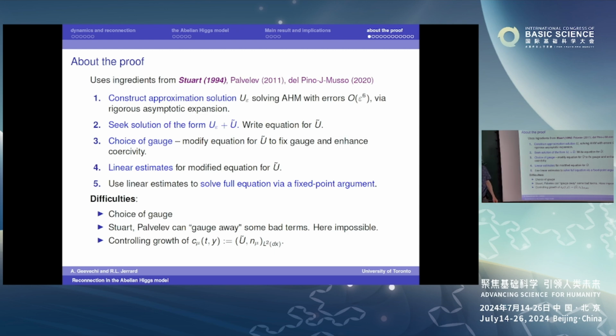The key point is always the choice of gauge. So we have to modify the equation for U tilde to fix the gauge and enhance coercivity. We prove linear estimates for the modified equation, and then we use these linear estimates to solve the equation via a fixed point argument. Here are some of the difficulties, and I should say that the analysis is in some ways quite different from the earlier work of Pavlov and Stewart. A number of new issues arise. And let me emphasize again that the really crucial points in the analysis are due to Masoud Geevechi.